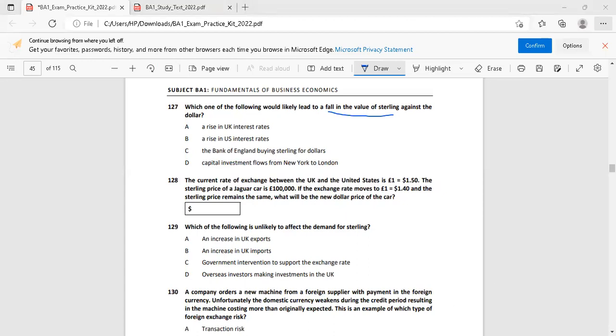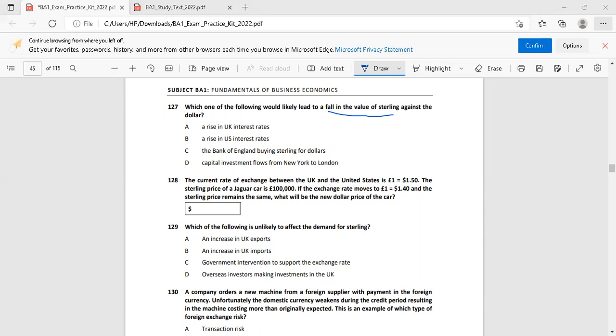If there is a rise in UK interest rates, the demand increases because when interest rates increase, productive activity reduces, and investment will be diverted towards foreign exchange. So the demand for foreign exchange increases. Then we see that the prices also increase. But the question is about a fall in the value of sterling.